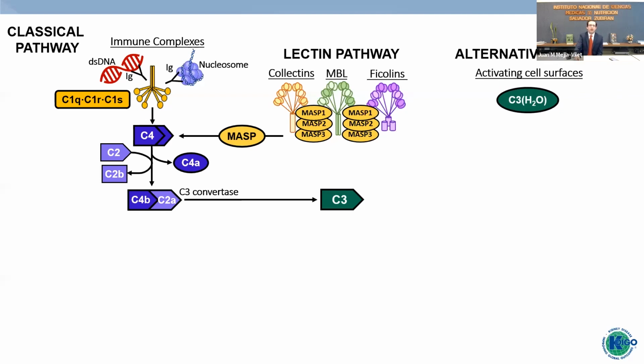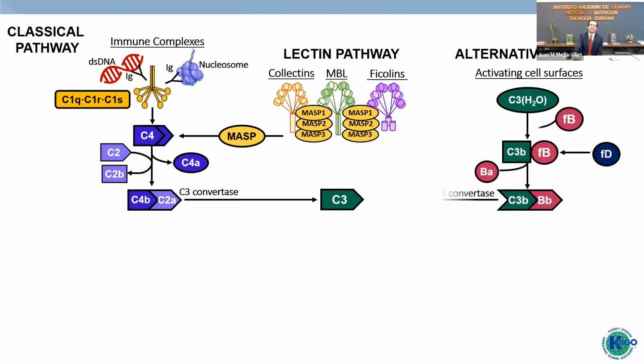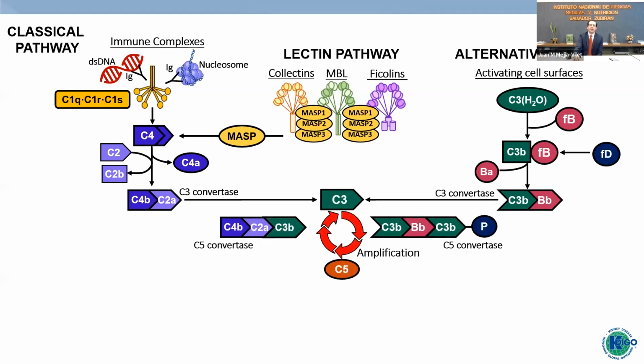A third way to activate complement is by the alternative pathway. This pathway is continuously activating by a tick-over mechanism and also inactivating. But once in contact with activating cell surfaces and with the help of some other proteins like factor B and factor D, the alternative pathway is a potent way to activate complement. All three pathways join into a common pathway in C3 and C5 activation.